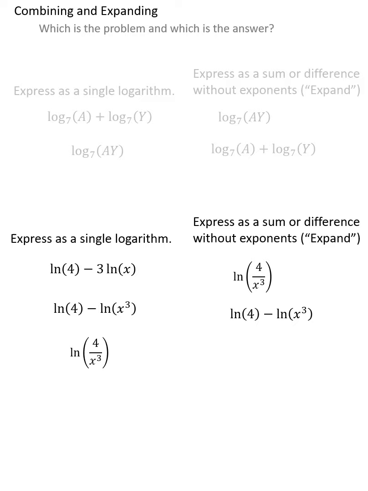And that would be a fine answer if it just said expand. But since it specifically said without exponents, then I can't have an exponent on my x. I can't have my cubed there. So I'll use the scalar rule in the reverse as you saw me use it before, this time in essence bringing the 3 down as a coefficient. And now the answer to this problem was the problem itself in the previous situation.